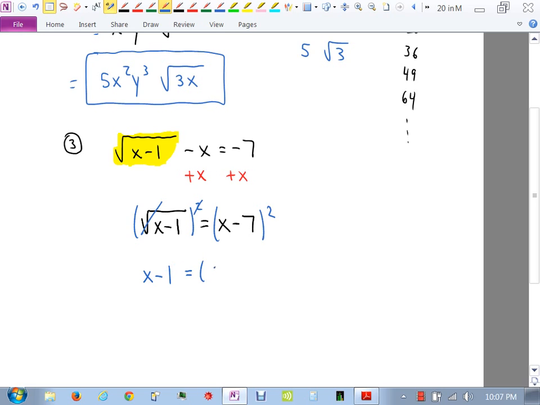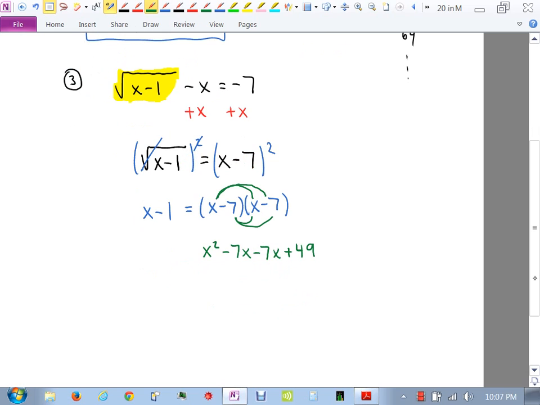On the right side, be careful with this on the test. Squaring that means you're going to have to FOIL it. So x times x is x squared. X times negative 7 is negative 7x. Negative 7 times x is negative 7x again. Negative 7 times negative 7 is positive 49. So collect like terms together here. Let me rewrite this here. Now we have x squared minus 14x plus 49.